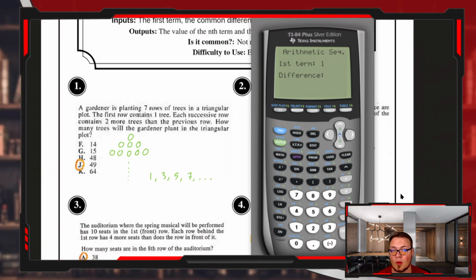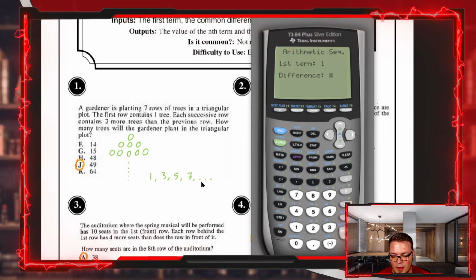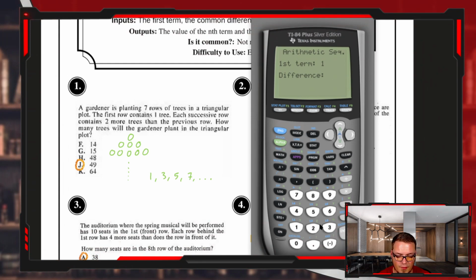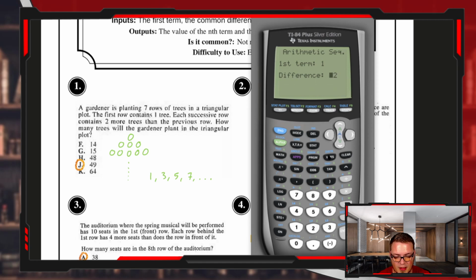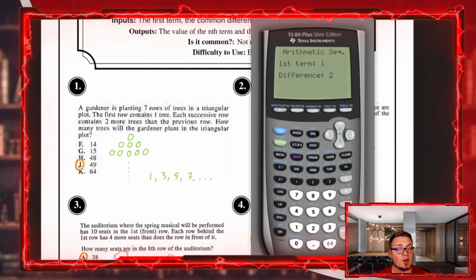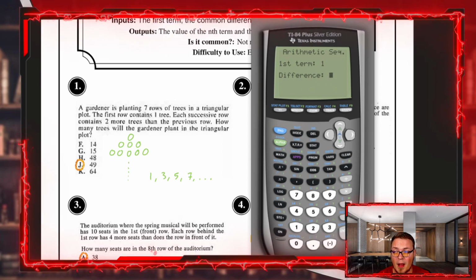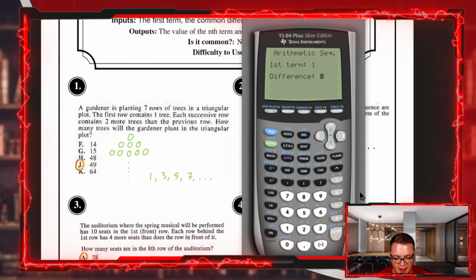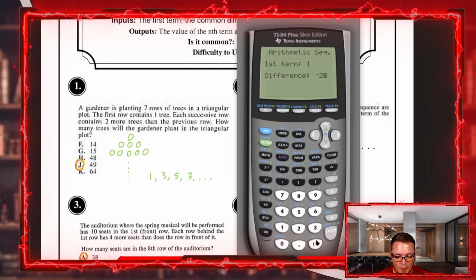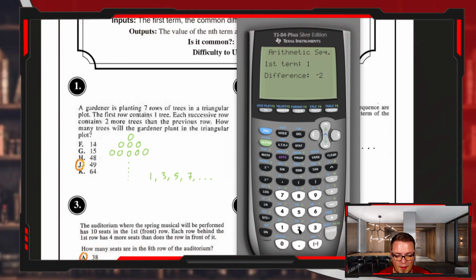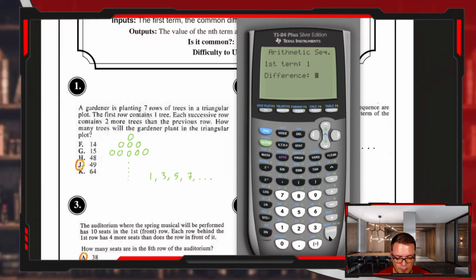They want the difference between terms. Again, back to question number 1 in the green, we can see that the difference between terms is a positive 2. We do not need to put plus 2. Don't put plus 2. Just put normal old 2. If it was going down, you would use a negative. Keep in mind the negative is not the minus button over here near the 6. The negative is going to be below the 3. So if this was a negative 2, you put the negative below 3 and then the 2. But again, ours is positive, so I'm going to go ahead and just put normal old 2, press enter.